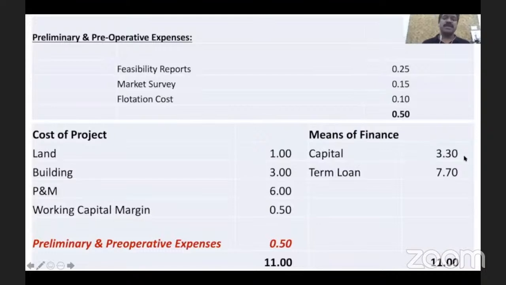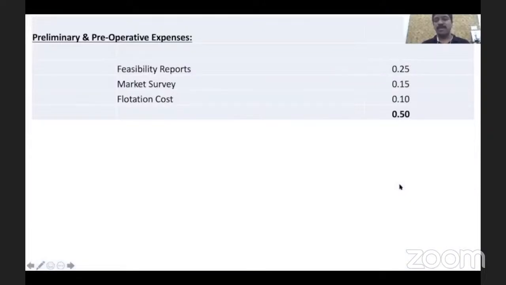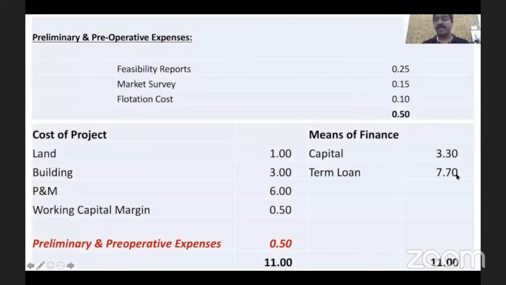It means, yes, it's my responsibility, but here I'm not put under the burden of managing this entire 50 lakhs. I have to manage only 15 lakhs. 35 lakh the bank is going to support me. Look, earlier, what was the term loan? Earlier the term loan was 7.35 crore. Now with 7.35 crore, another 0.35 crore, it means the bank is supporting me via term loan. So in this way, these preliminary and pre-operative expenses are also getting included in the cost of project.